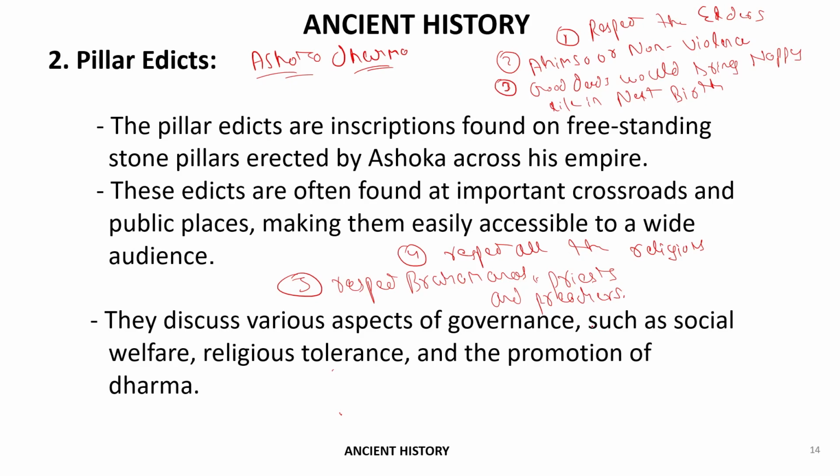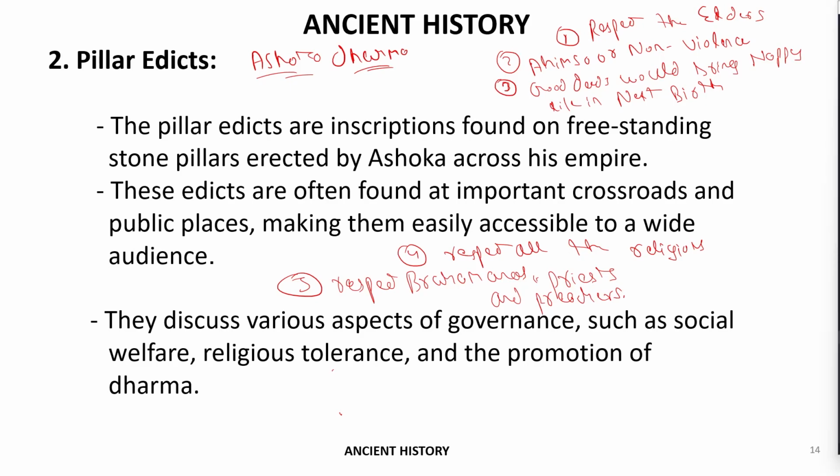First, he said that we should respect the elders. Second point, he said that we should be ahimsa or non-violent people. Third point, he said good deeds would bring a happy life in the next birth. Like generally saying that if you have done good in this life, you will have a good life in your next birth. Similar thing was written in the Ashoka dharma. Fourth thing, he said that respecting all the religions should be our priority. And the fifth point, he said respect Brahmins, priests, and the preachers of the religions. Okay, so these were the components of the Ashoka dharma.